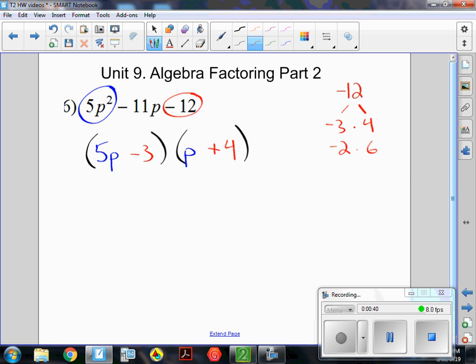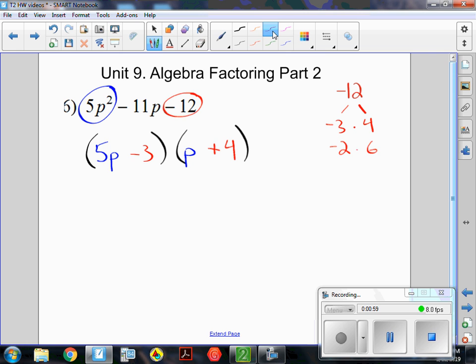Once you get faster at this, you can start to kind of plug them in and maybe point at them with your fingers to see the multiplication to check it. But as you're first starting, you're just plugging them in and checking them out. The blue 5p times p gives you 5p squared. The red negative 3 times positive 4 gives you negative 12.